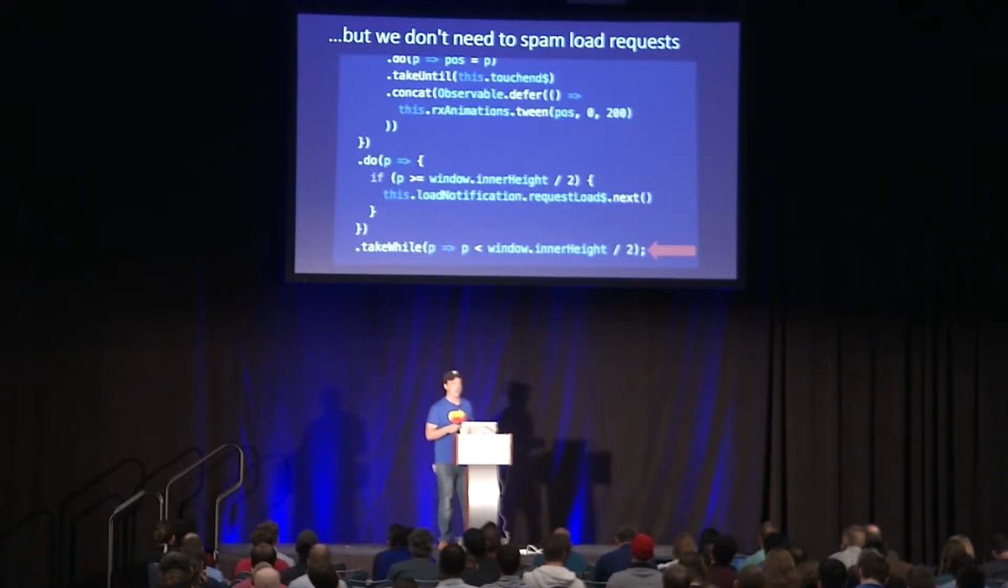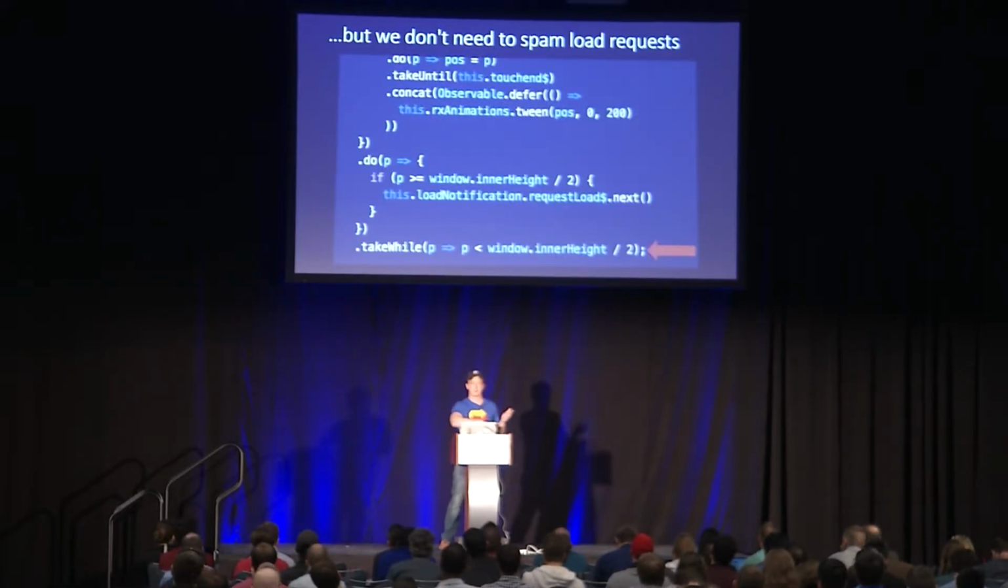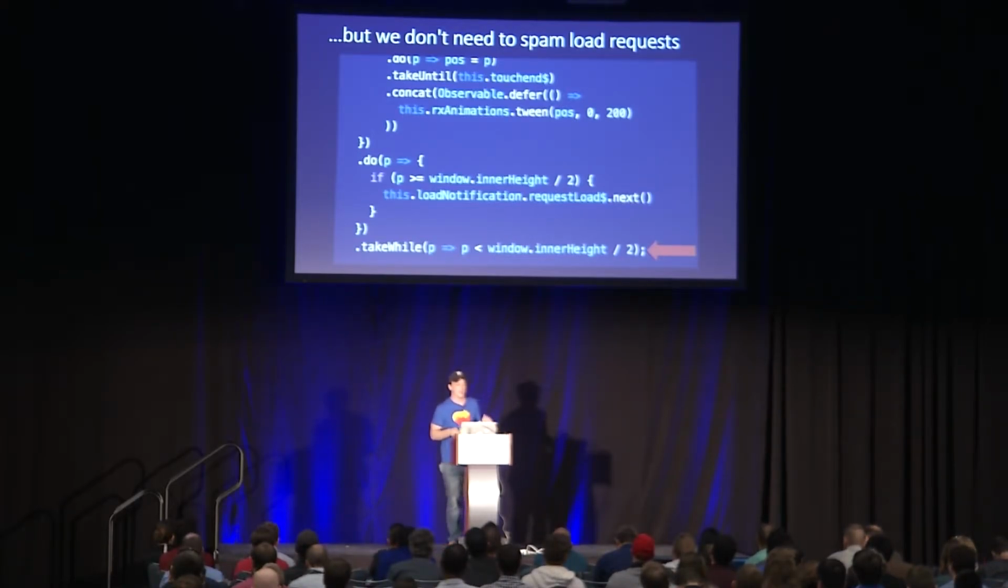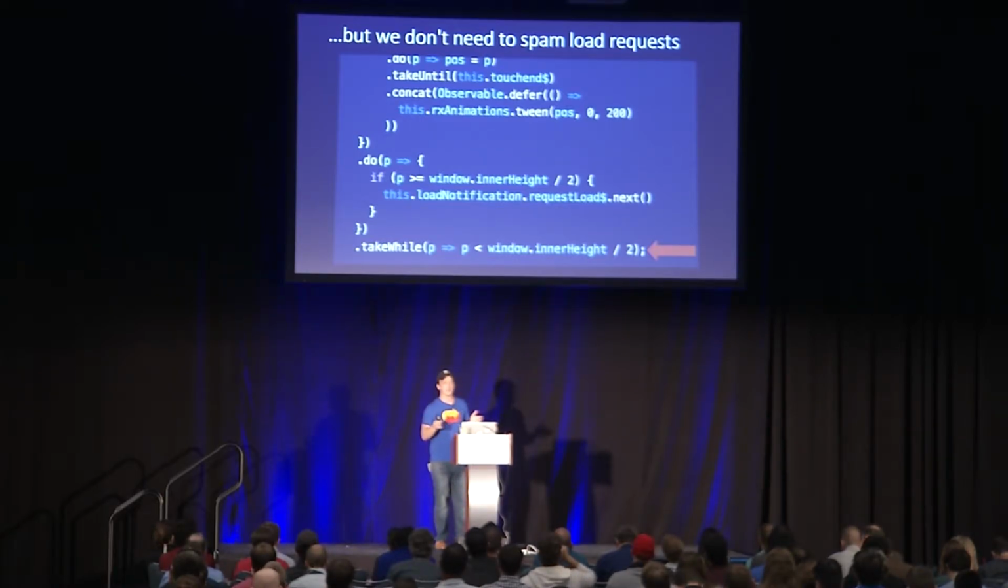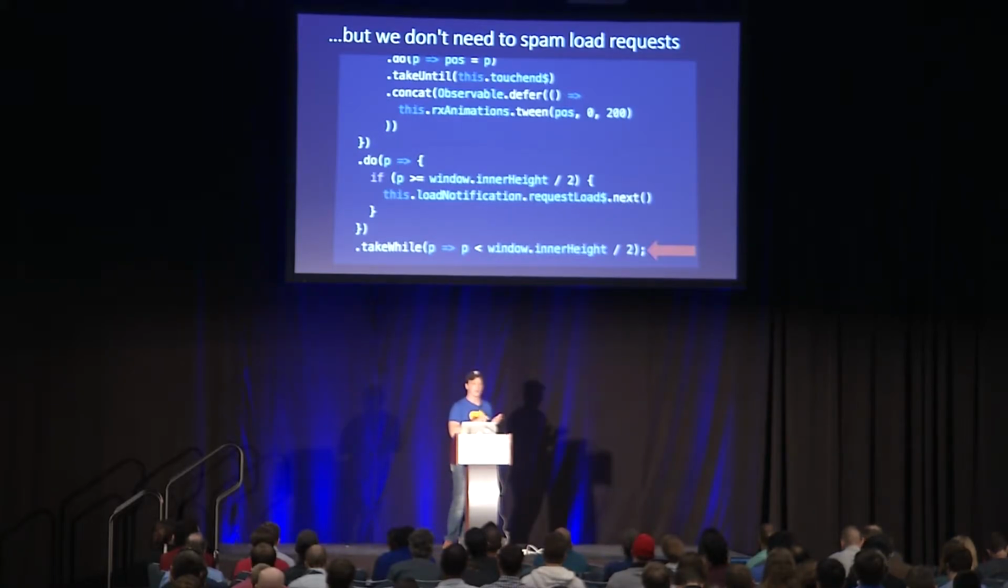But we don't want to spam that. We don't want to, for every single position as we're dragging past the window height, request a new AJAX request. That gets crazy really fast. That's not what we want to do. So I'm going to add this little thing in here that says take while. So only take all of the values for the position values while we're actually above half the window height.